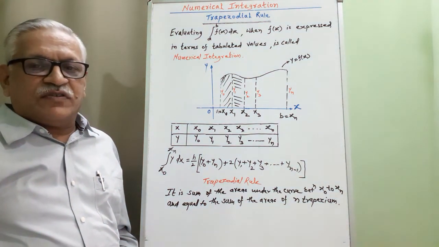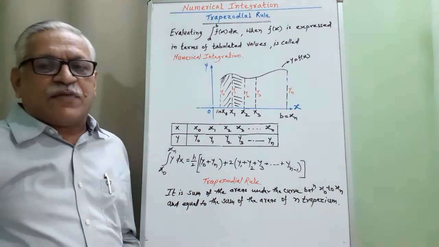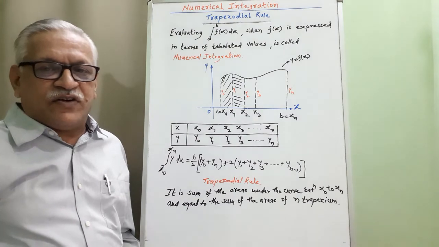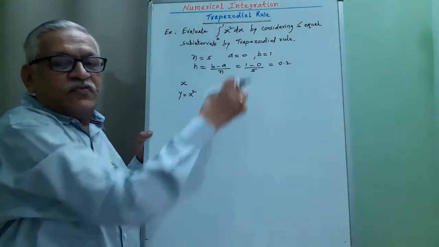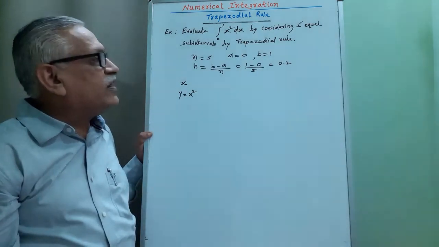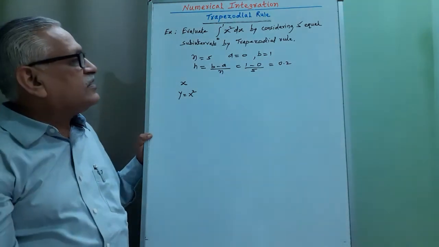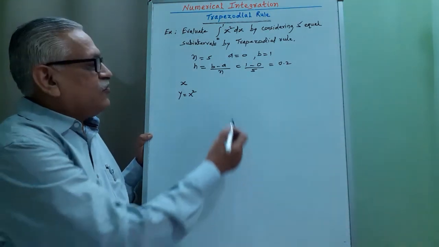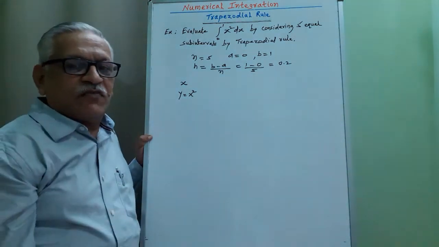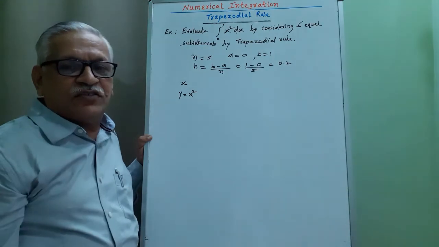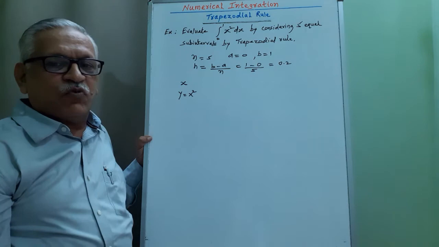Then I will discuss one simple problem, how we can apply this trapezoidal rule to evaluate the definite integral. Evaluate integration of x square with respect to x between limits 0 to 1 by considering 5 equal subintervals by trapezoidal rule. And therefore, we first find the value of h. h is b minus a upon n. The value of b is 1, a is 0, lower limit. Number of steps 5. Therefore, that value of h is 0.2.